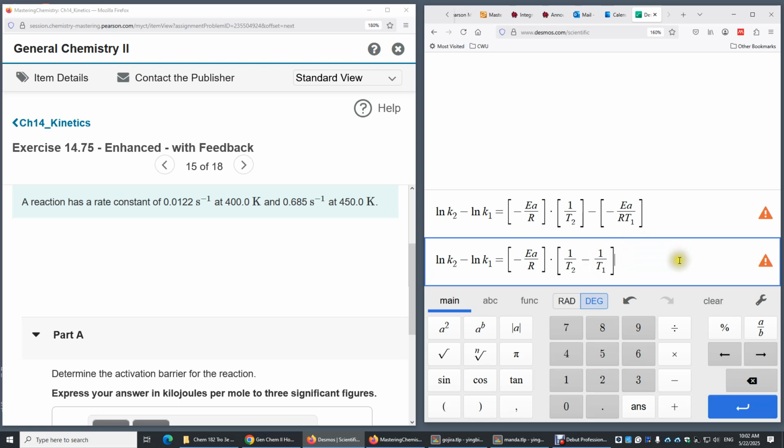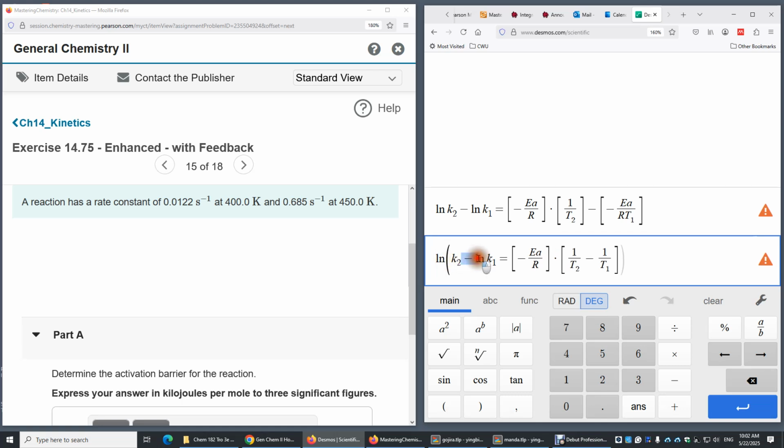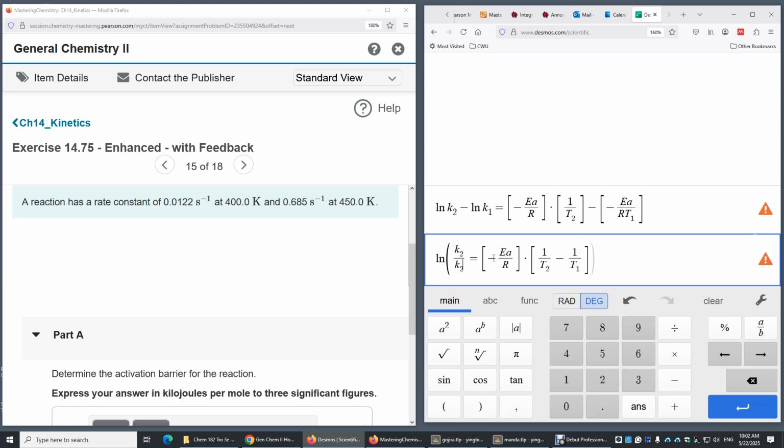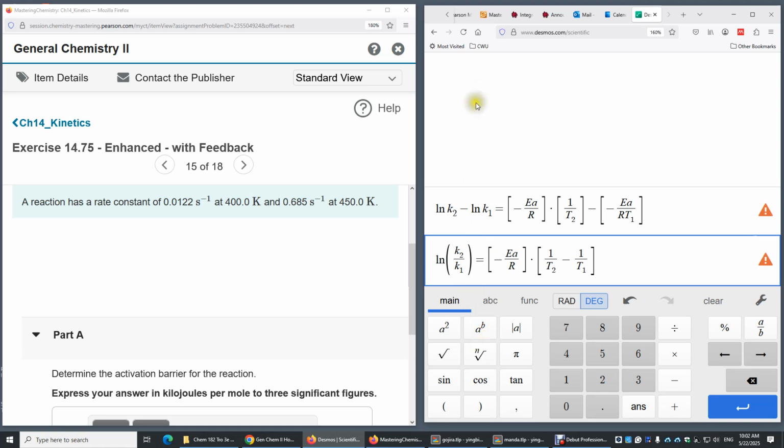Alright, okay, here's the equation we're going to use. We do have k1 and k2, we have T1 and T2, we just need to plug in numbers. Before we do that, ln k2 minus ln k1 is actually ln of k2 divided by k1. So I'm gonna do this. I'm not familiar with the format of this online calculator.